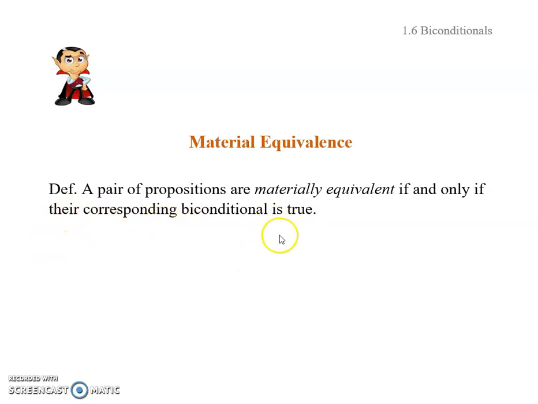Okay. Now every part of this definition is important, right? You're looking at a pair of propositions. Is this proposition materially equivalent to this proposition? And in order to make that determination, you have to consider the corresponding biconditional of those two propositions. Okay. So let's go ahead and think about an example that I've sort of arranged for us here.